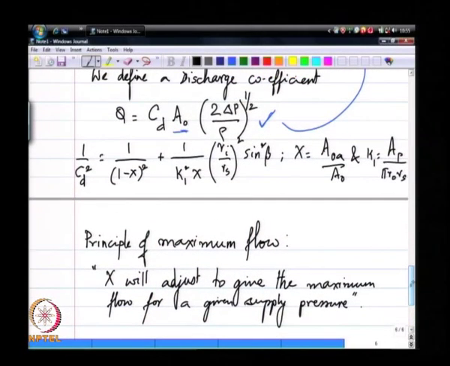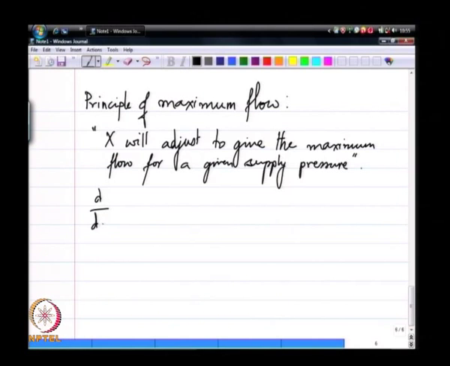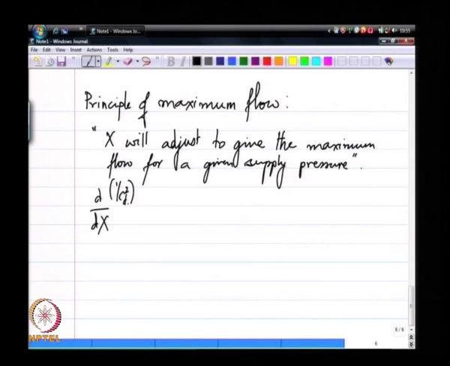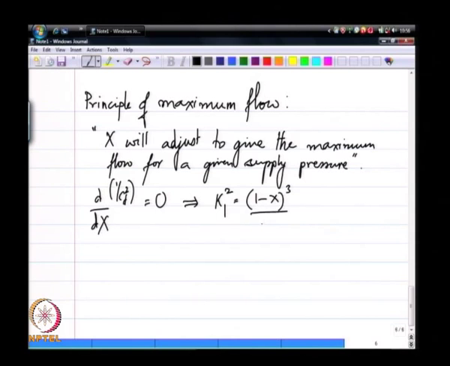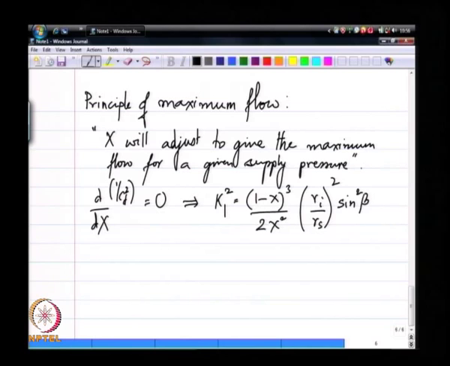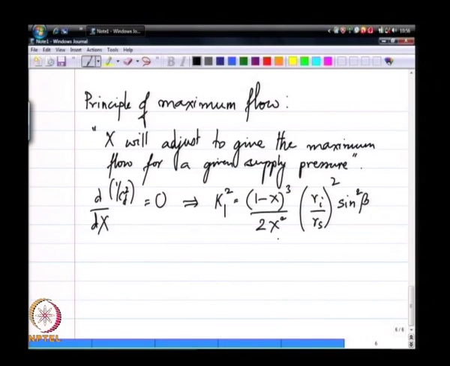So we have an expression here relating 1 over CD squared to x, and one way of employing this is to set d/dx of 1 over CD squared equal to 0. So essentially dCD/dx equal to 0 is the same as writing this expression. And when I do that, what do I have? I will find k1 squared. So I have a value for k1 related to x now. This is coming from this principle of maximum flow.